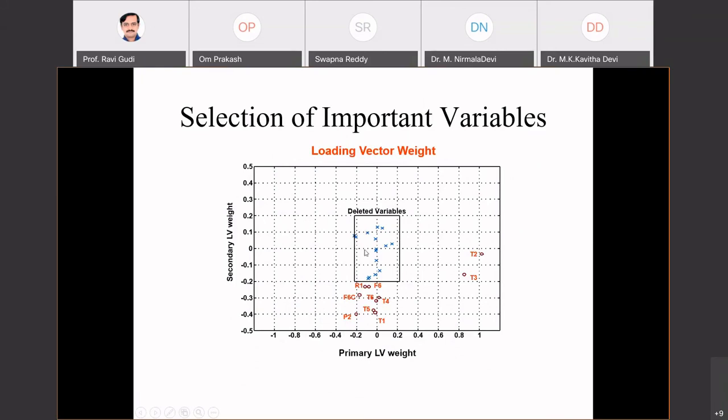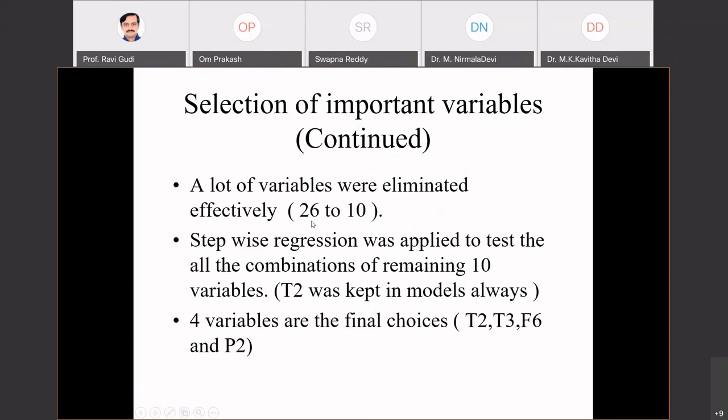it turns out that a good number of them projected to 0 along both the first and the second, the primary and the secondary, just projected closer to 0, whereas a good number of them were larger than 0. So all of those that projected close to 0 were essentially deleted from the variable set, and that reduced the variables from 26 to 10.